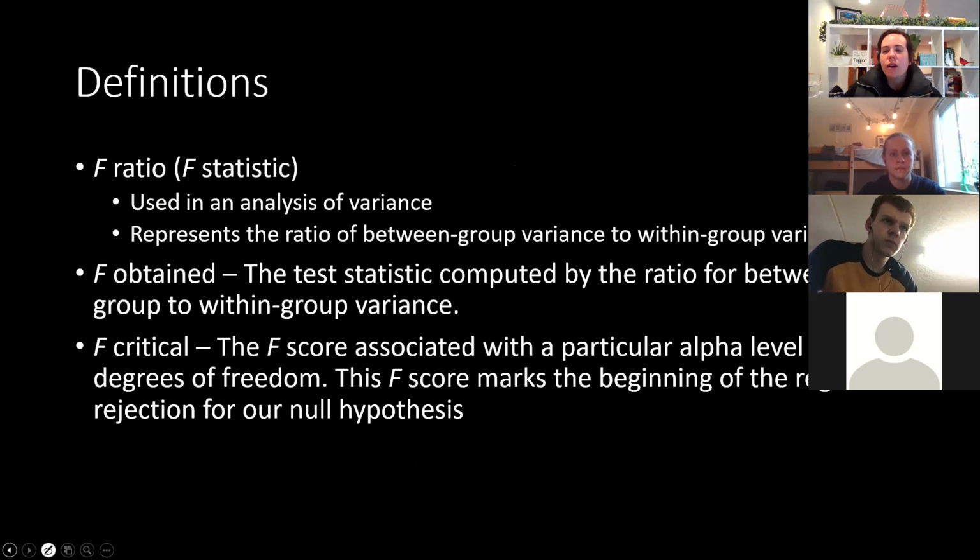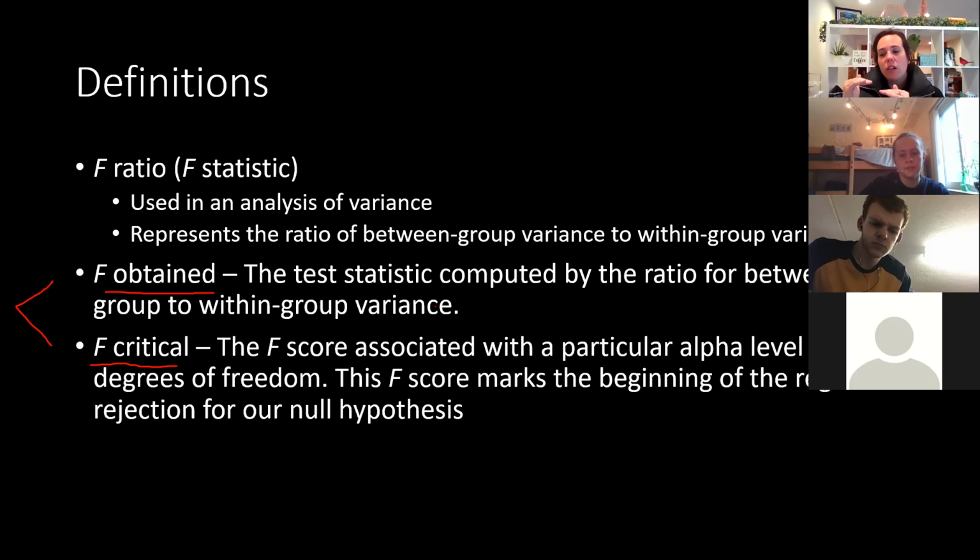Now let's talk about F for a minute. It is used for analysis of variance. It represents the ratio of between group variance to within group variance. And you will use the same approach as we've done before with a T or a Z statistic. There's a chart in the back of your textbook that will identify an F critical, and you compare that F critical to your F obtained. The F obtained is the test statistic you get from the ratio of the two, once you divide your numbers.